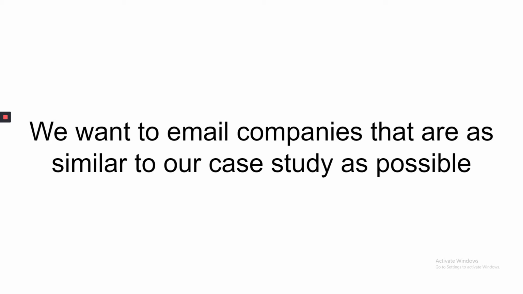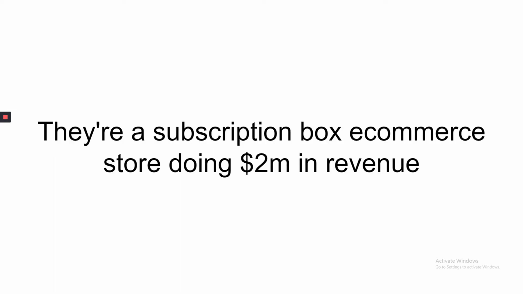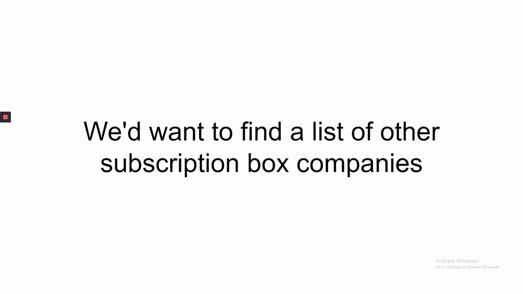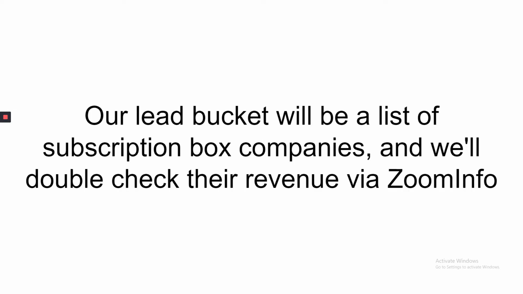But if you helped a pizza restaurant, and then you email a bowling alley, not very similar. They wouldn't get as much value from that. So again, we want to email companies that are as similar to our case study as possible. So let's say our case study is with BrioBox. They're a subscription box e-commerce store doing $2 million a year in revenue, and I'll show you their website in a second. So we want to find a list of other subscription box companies, ideally between $2 and $10 million in revenue. So our lead bucket will be a list of subscription box companies, and we can then double check their revenue via ZoomInfo.